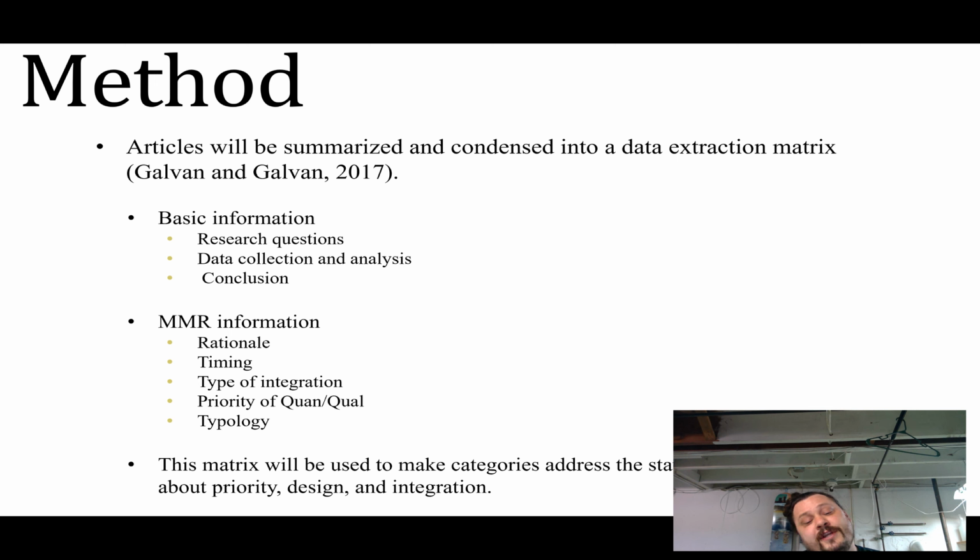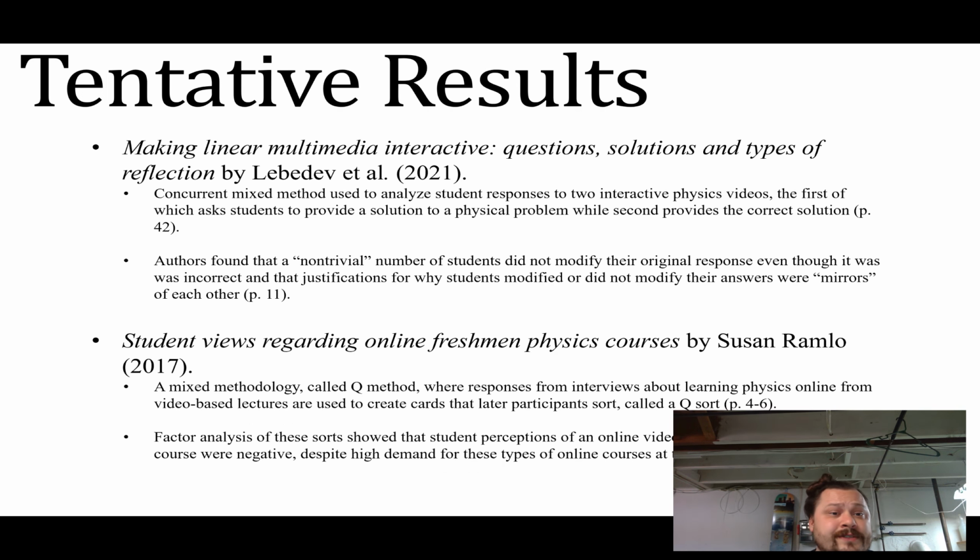Eventually, this matrix is going to be used to make categories that address the stated research questions, which, if you don't remember, really focus on priority of quantitative versus qualitative data, the overall study design, and then, of course, integration, which, with what I've been writing down, is beginning to be more like, what's the type of integration? But I could really get lost in that analysis because there's a lot going on with integration in these studies.